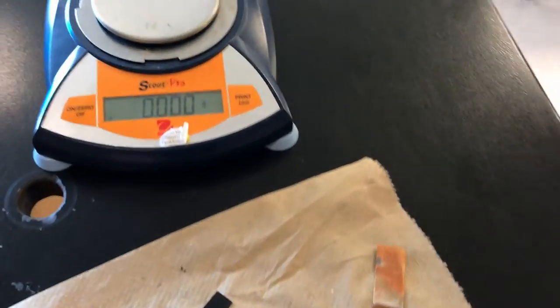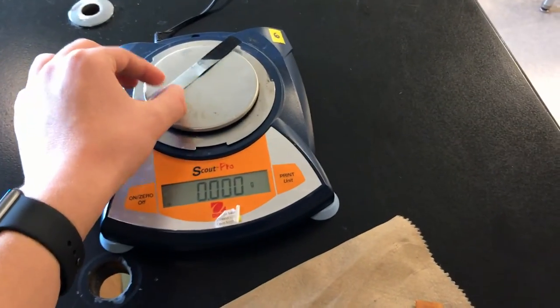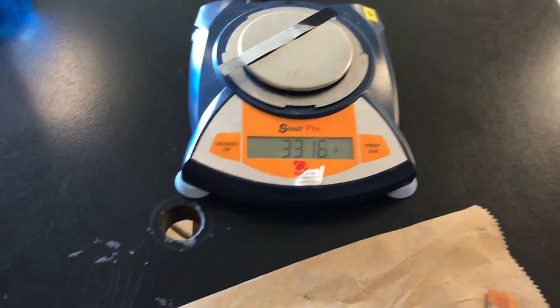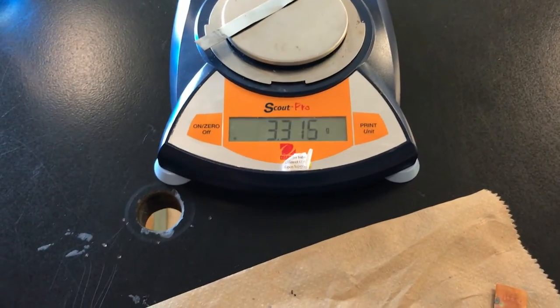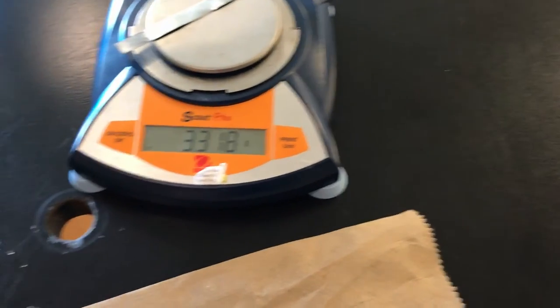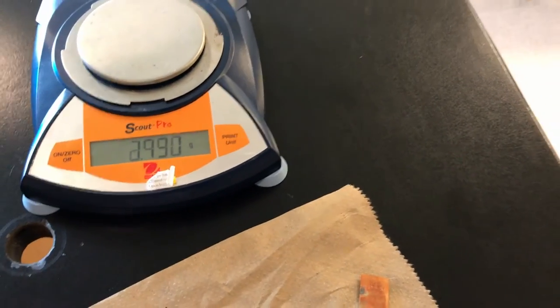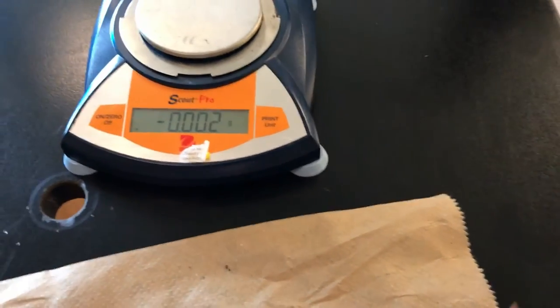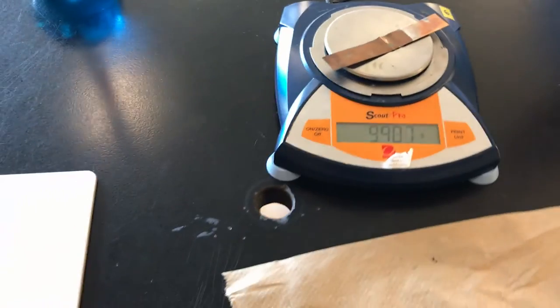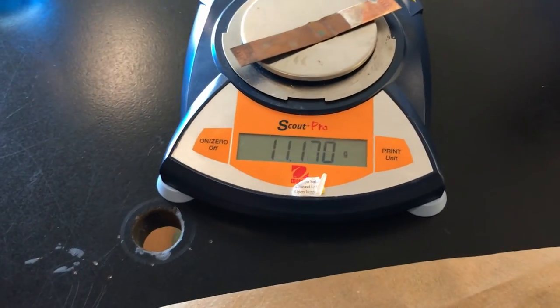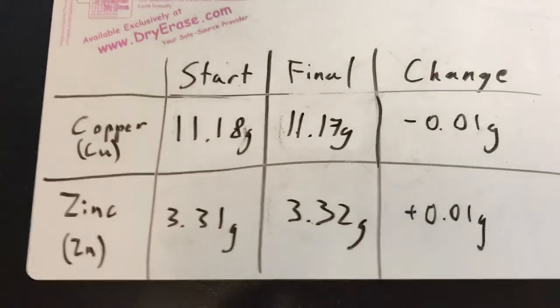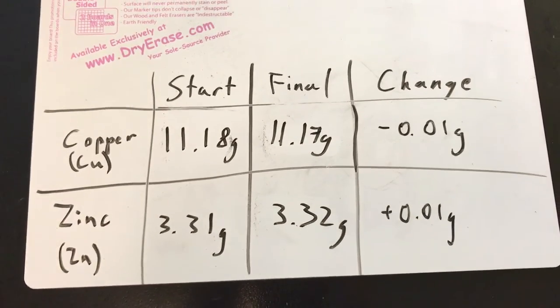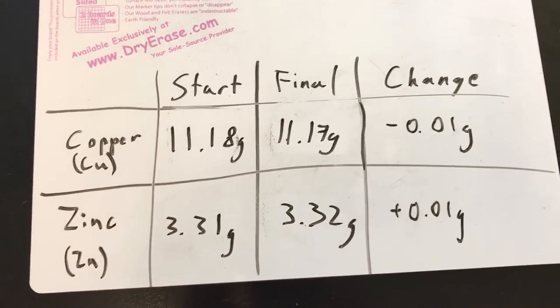So putting zinc onto the scale, we can see that we get around 3.32 as our final mass, and then with the copper, we measure a final mass of about 11.17, which we can then compare to our start masses and calculate a change of about 0.01 grams for each element.